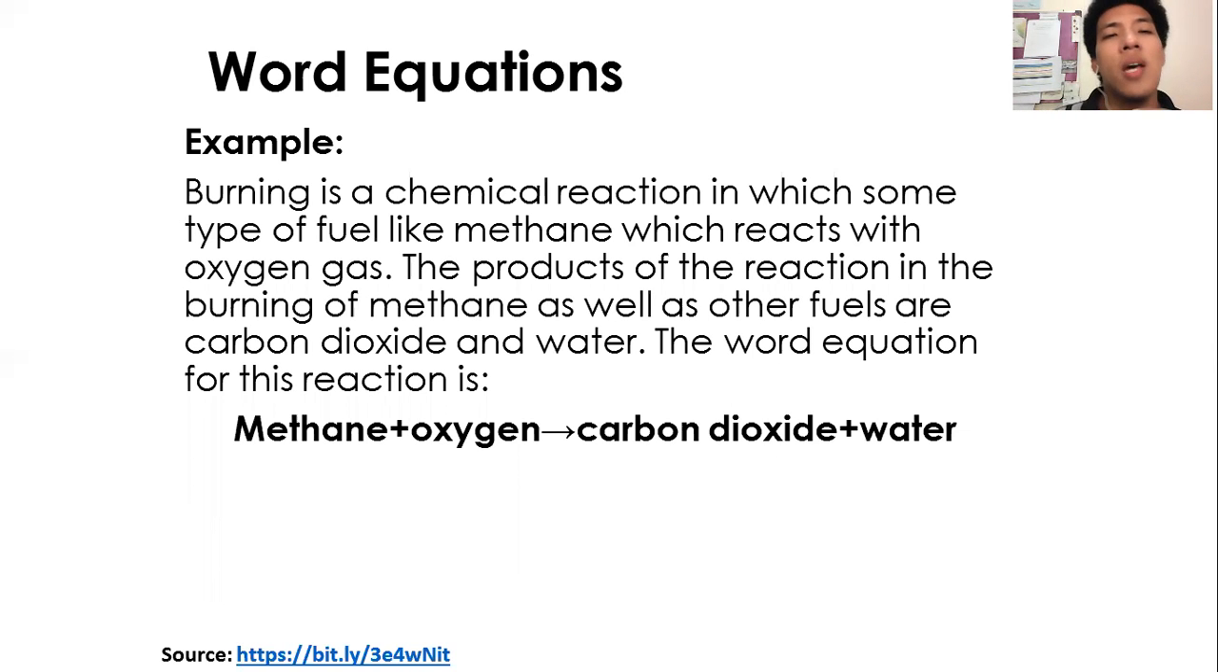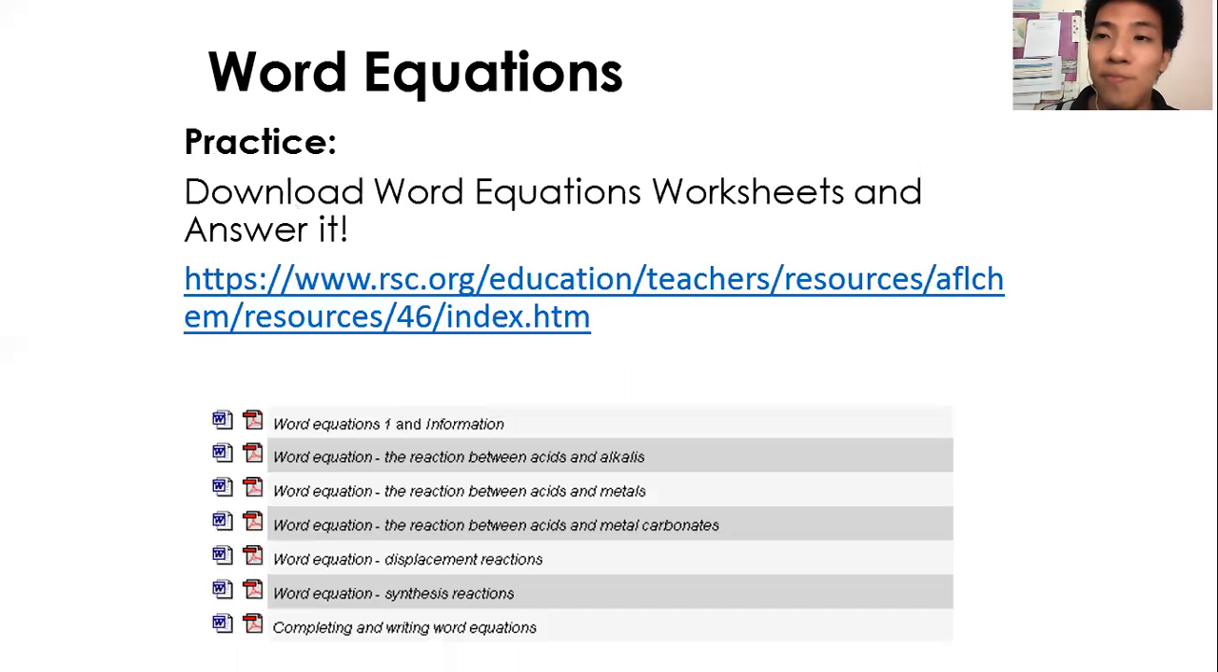Another example is if you're going to burn a fuel like methane that reacts with oxygen gas. The products of the reaction in the burning of methane, as well as other fuels, are carbon dioxide and water. So to indicate that in the word equation, we will have methane plus oxygen, because we have the reaction between the two, and those are our reactants. And then carbon dioxide plus water will be our products.